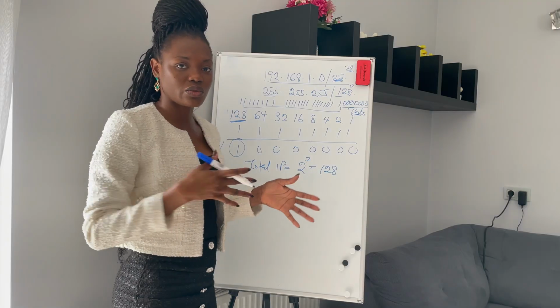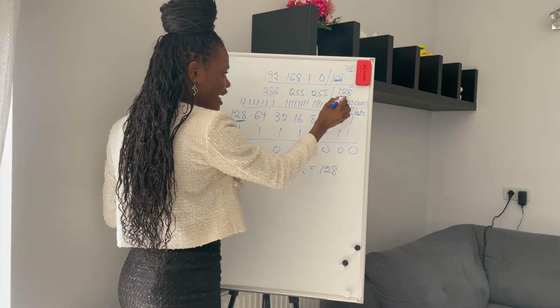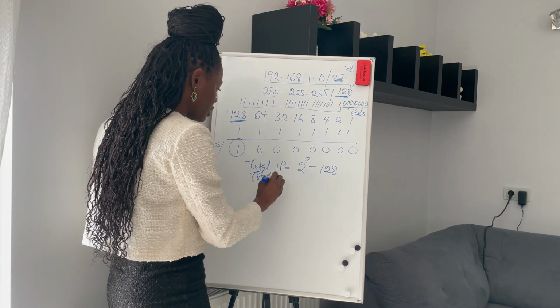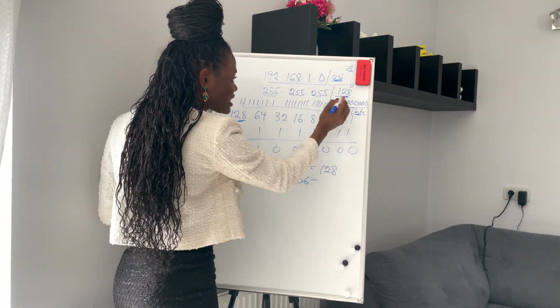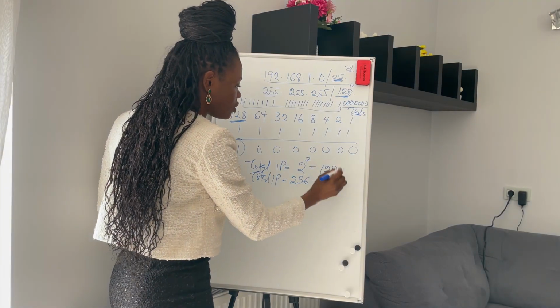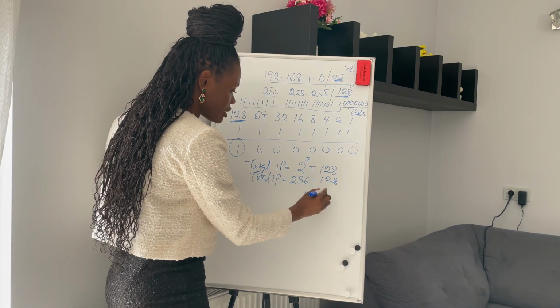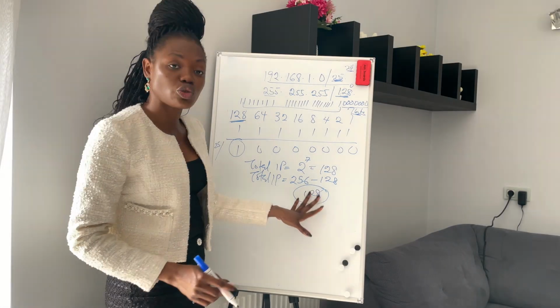You can calculate it. There is also another trick to calculate it. Once you know the last octet of the subnet mask, you can easily say the total IP is equal to 256 minus the last octet of the subnet mask, and then you will get 128. So this is the total IP rather.